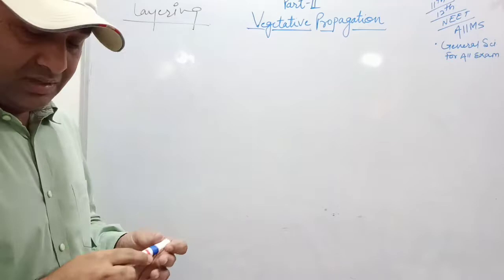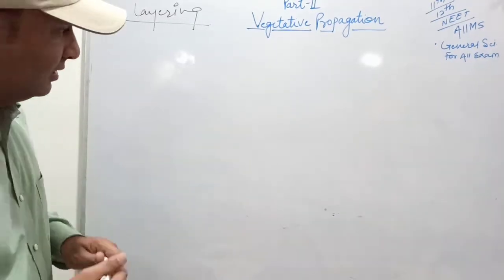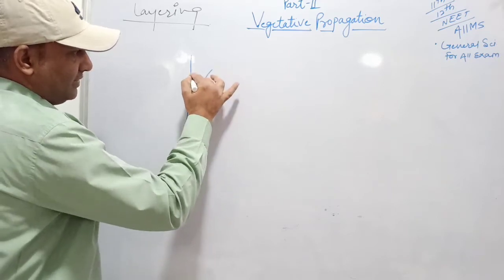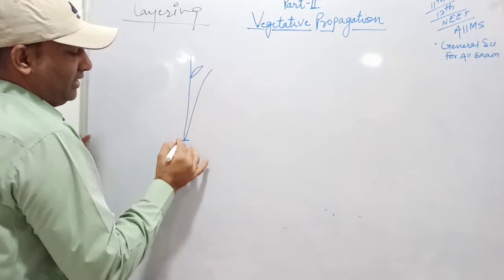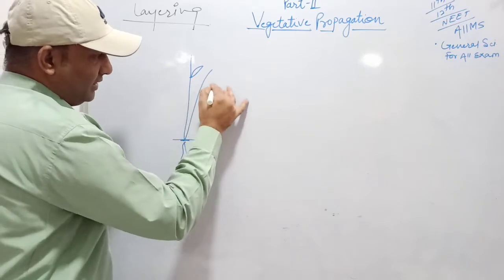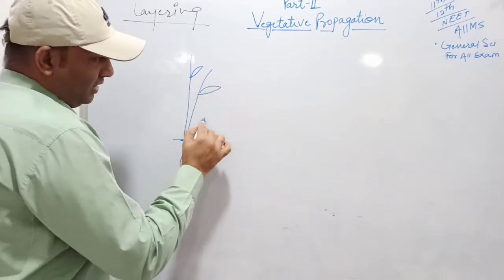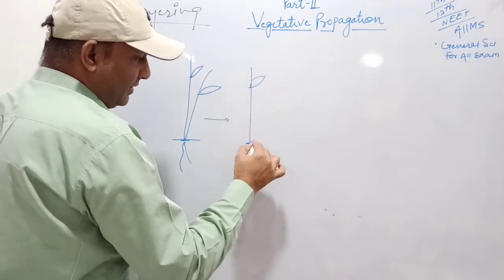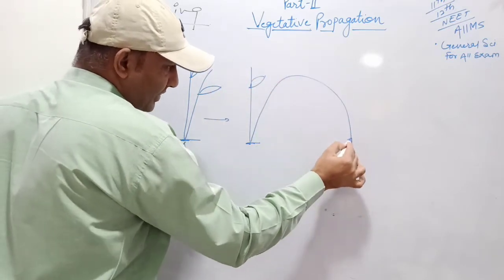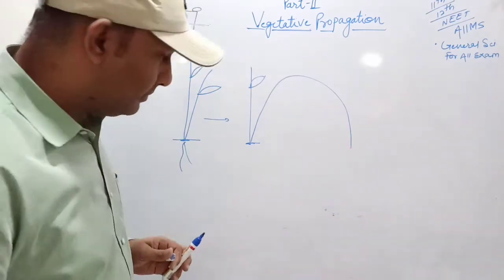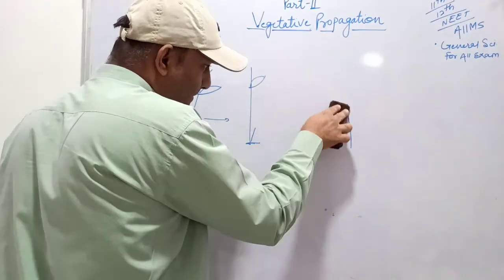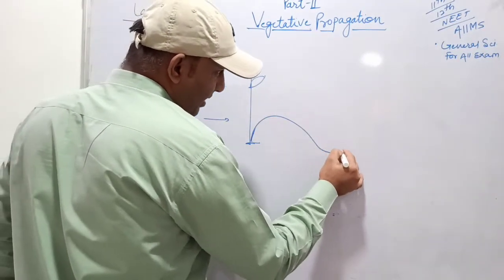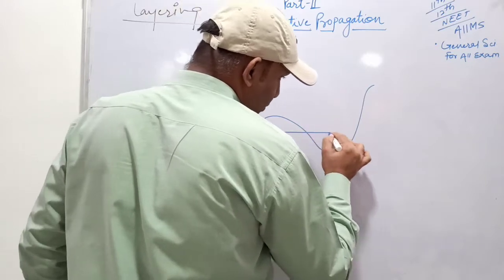Very simple process. We can take an example of layering. One branch, and then a second branch. In the second process, the first branch stays at the same position, and the second branch is bent and then transferred into the soil.